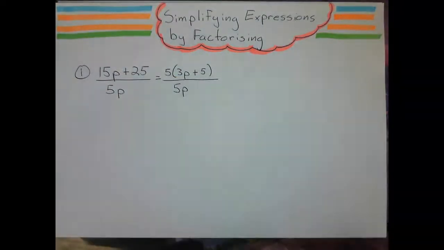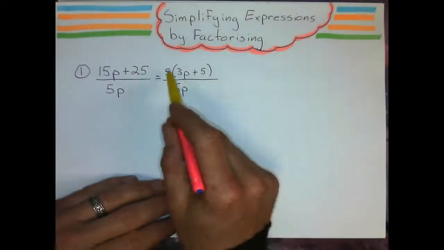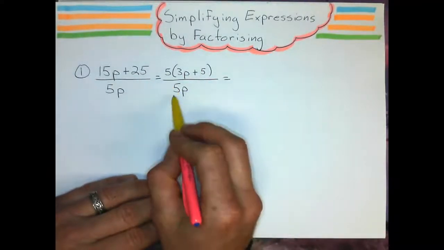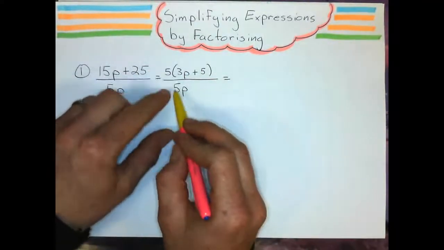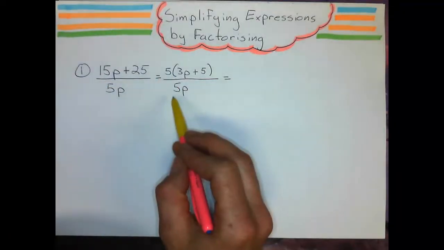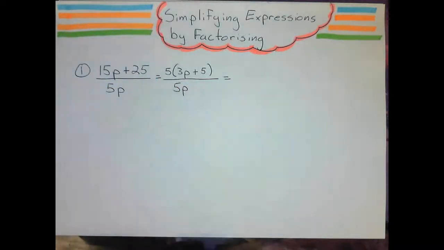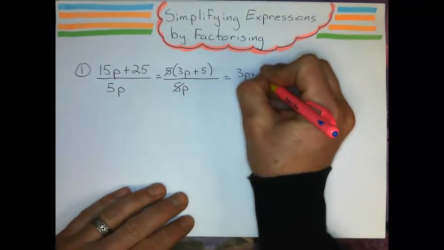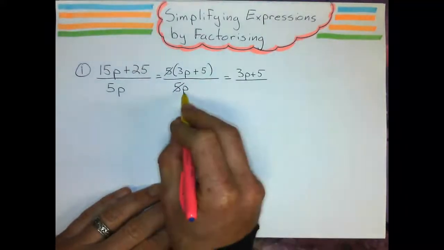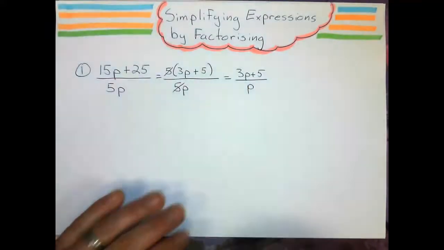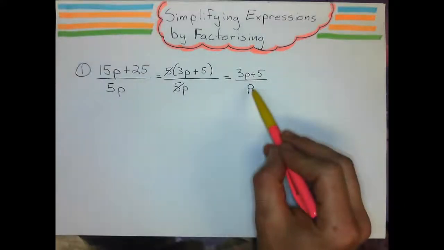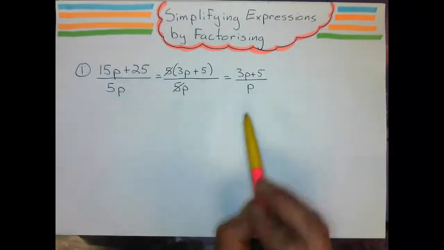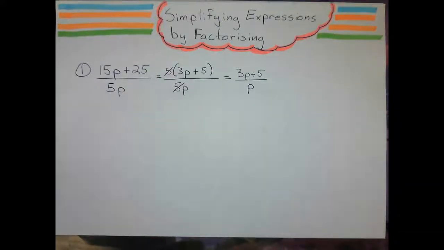Now what I look for is anything to cross-cancel on the numerator and the denominator. Since these guys are the same, 5 and 5, I can cross-cancel those because 5 over 5 equals 1. Rewrite my expression: 3p plus 5, and now I just have p on the bottom. And I cannot cross-cancel those p's because they're not factors. These guys are connected by plus there. So that's my final expression right there.